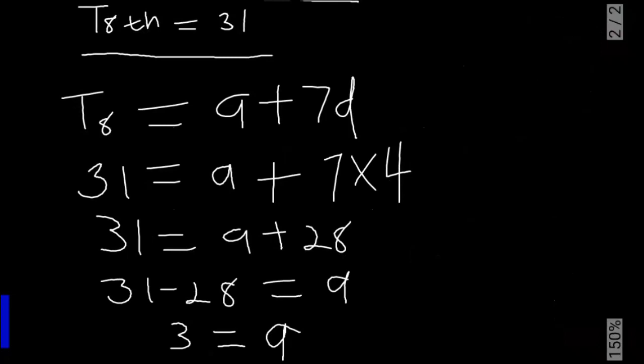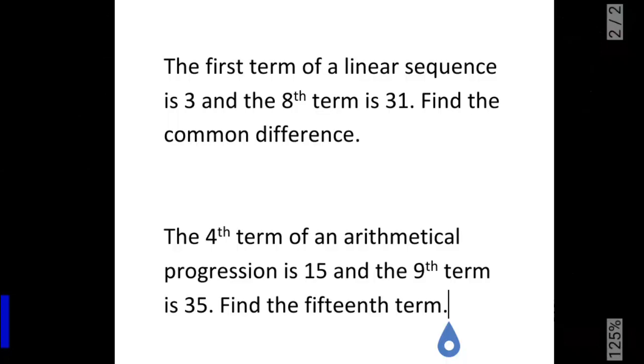Let's try another question. This question is stepping it up a little bit. Here we're going to be solving simultaneous equations. The question says the fourth term of an arithmetical progression is 15 and the ninth term is 35. Find the 15th term. If you look at this question, we're not given the first term or the second term, and we're not told to find the first term, the second term, or the common difference. We're told to find the 15th term. So how on earth are we going to solve that?